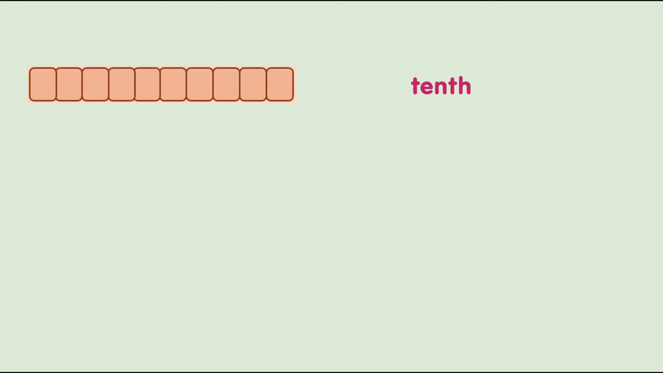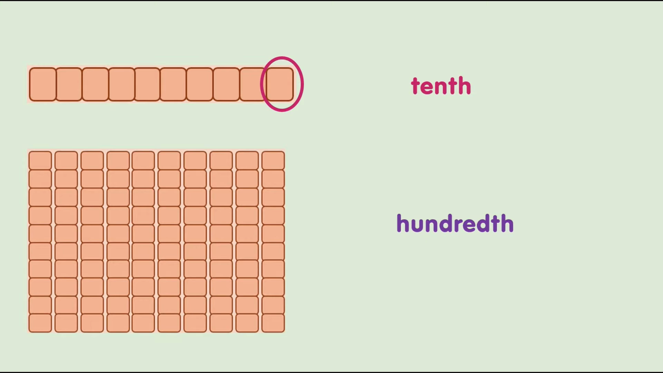For example, if we have 10 equal parts, one of these parts is a tenth. And for hundredths, if we have 100 equal parts, one of these parts is a hundredth. A tenth is written like this, and a hundredth is written like this. The denominator here is 10 because the total amount of parts we have is 10. And here the denominator is 100 because the total amount of parts here is 100.